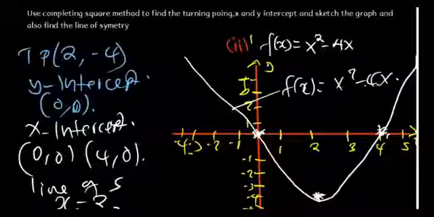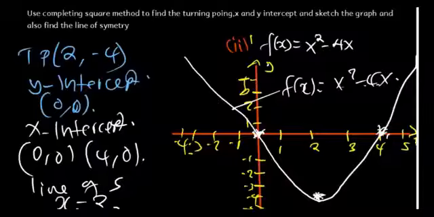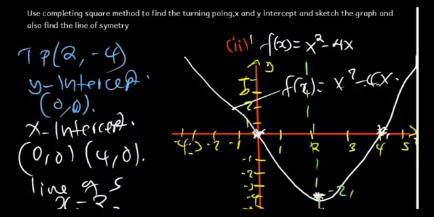The turning point is at 2, -4. So this is at 2, -4. So this is how you go about it with the completing the square method.